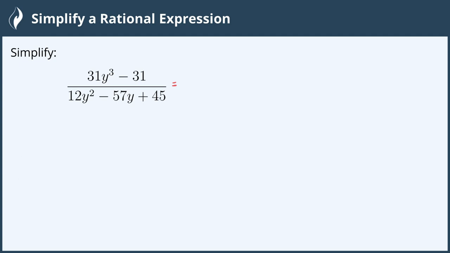I see that the two terms on the numerator have a common factor of 31. So let's go ahead and take out the 31. We'll factor it out, which leaves us with y cubed minus 1. Y cubed minus 1 follows the pattern of a difference of cubes. So that can factor even further into, we'll keep the 31 out here, and the y cubed minus 1 factors into a binomial and a trinomial.